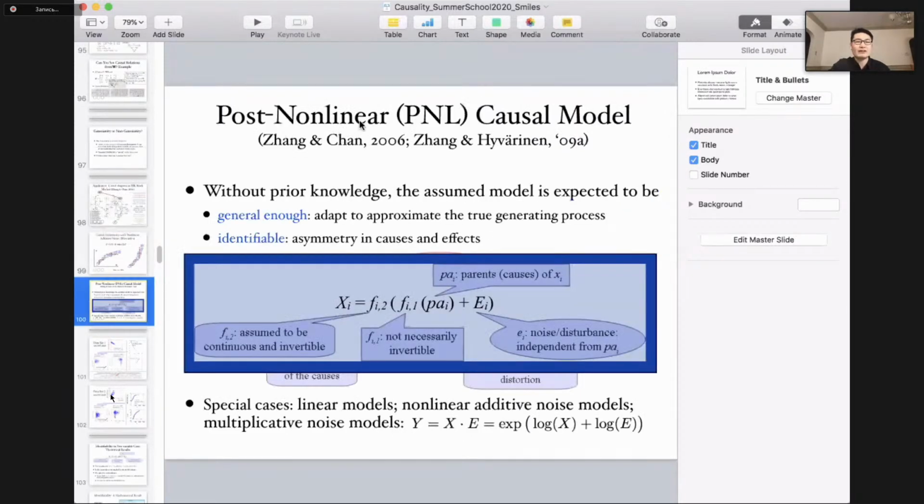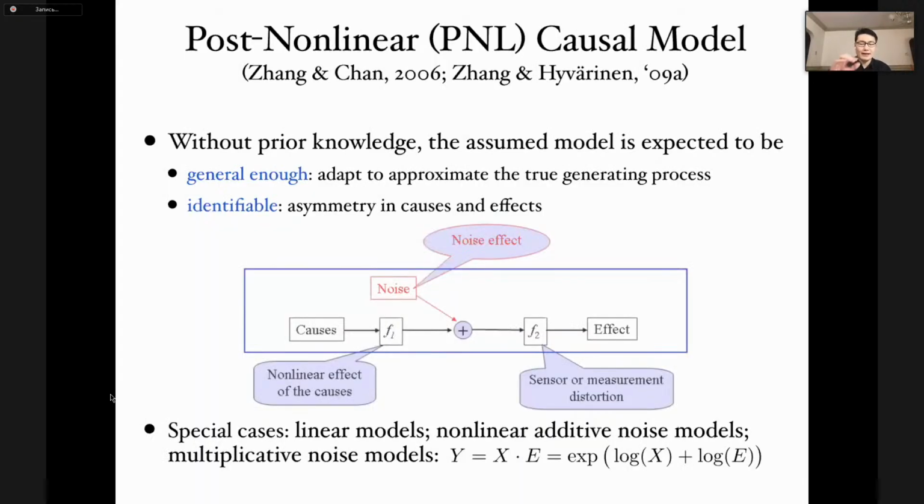More generally, let's have a look at the post-nonlinear causal model. When we developed this model, we believed that the model itself should be very, very general, so that it can be used to approximate the true generating process. Second, we have to guarantee that the causal direction is identifiable. Otherwise, it's not meaningful to use the model for causal discovery. So we believe that three effects should be considered in the model. Here we have the nonlinear effect of the causes, we have noise, and in many cases, we have sensor or measurement distortion.